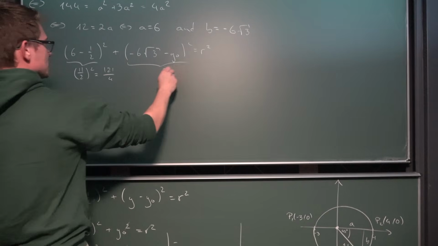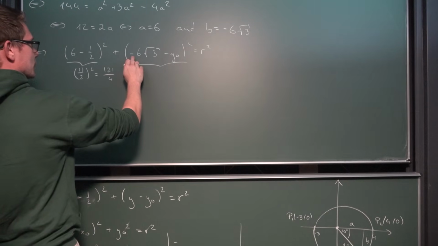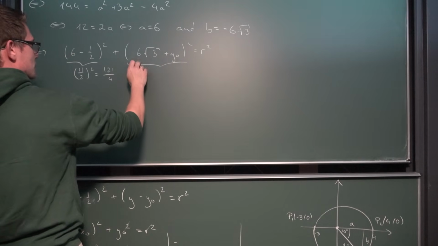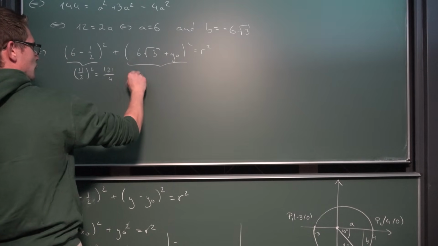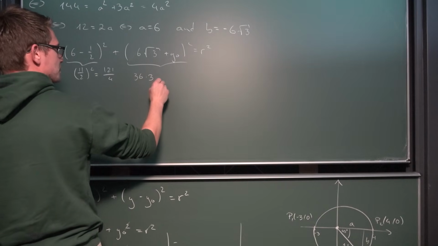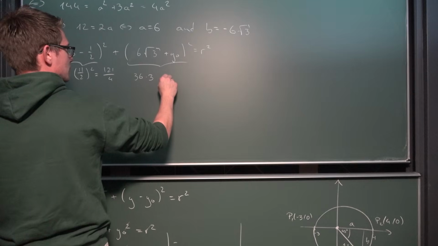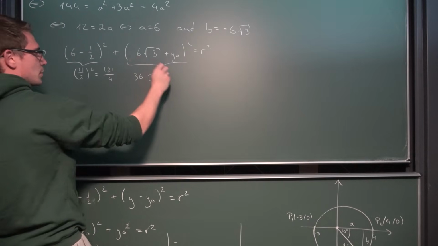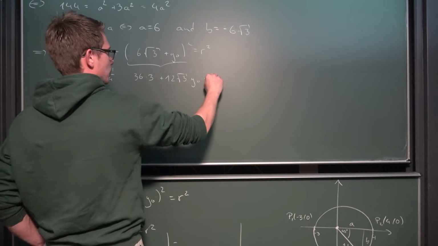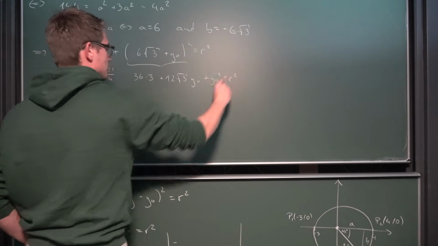Now this part right here, if we factor out negative 1, this is just all positive, is 36 times 3, which is 108, plus, yeah, and then we get 2 times 6 square root of 3, which is 12 square root of 3 y naught, plus y naught squared is equal to r squared.